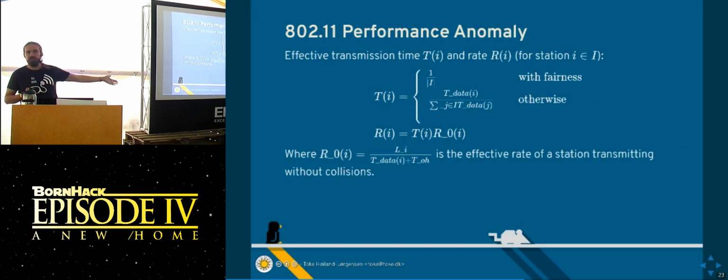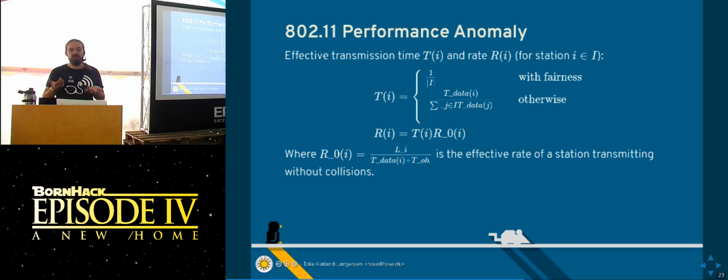So there's this thing also from like 10, 15 years ago called the 802.11 performance anomaly. It was described the first time for 802.11b. This just says that if you're fair in transmission time, which is what we want to be, everyone on the network should get the same amount of transmission time. That means T_i, the time you spend transmitting, should just be 1 over the number of stations.